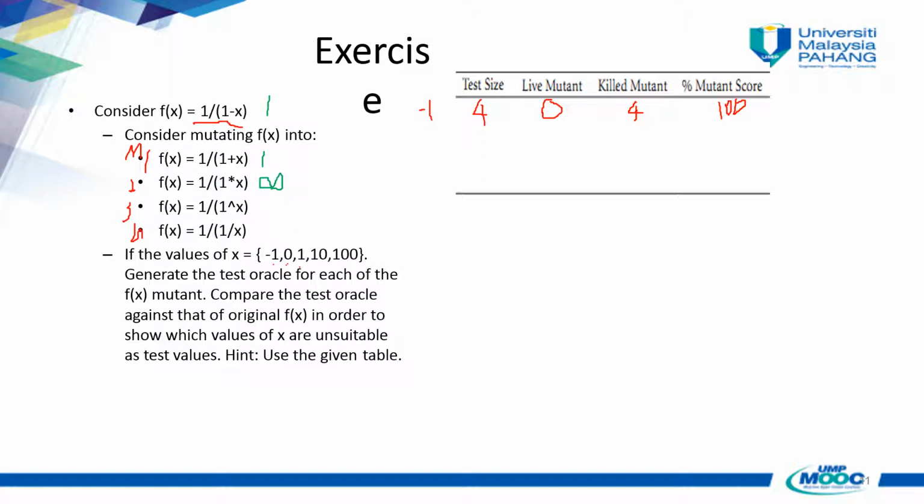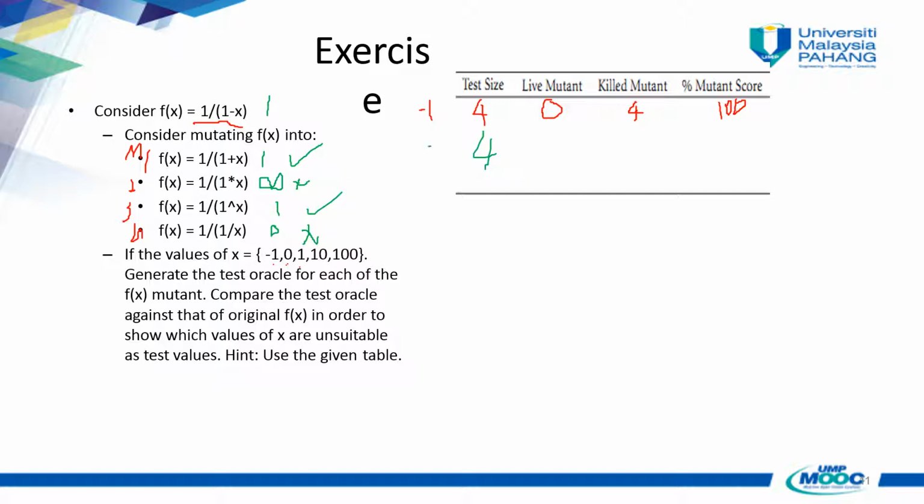As well as here, we have 1 over 1 to the power 0, it will be 1, so the result is 1. And if we apply 1 to the power over 0, it will be infinity, and 1 over infinity will be 0. So here, this one is different and will be killed, and this one will be killed. The original produces 1, this mutant produced the same result, and mutant number 3 produced the same result.